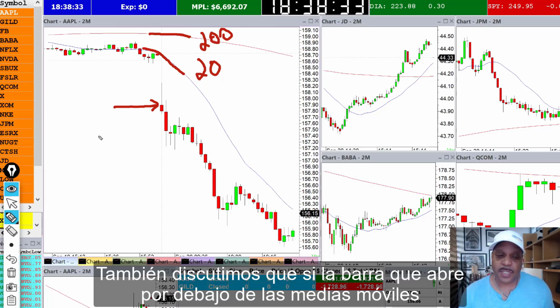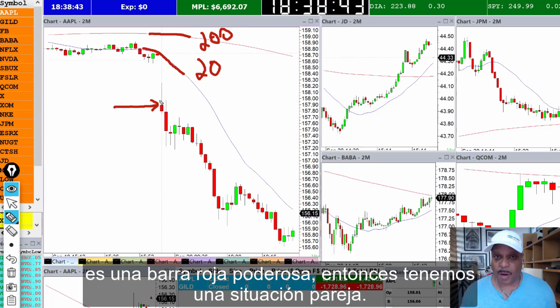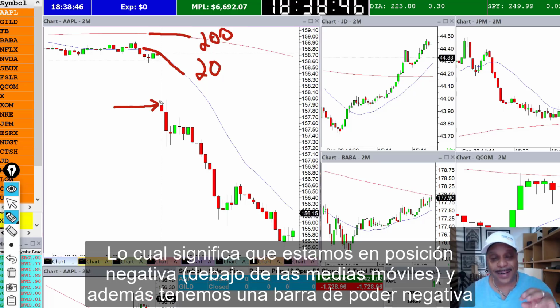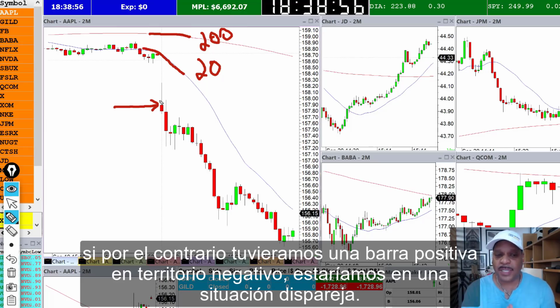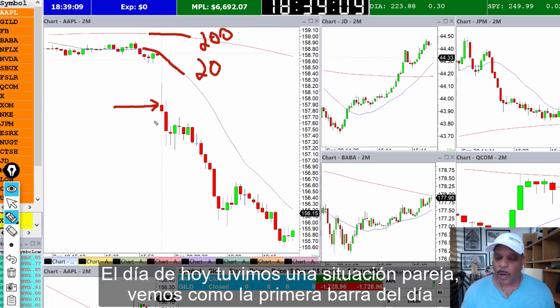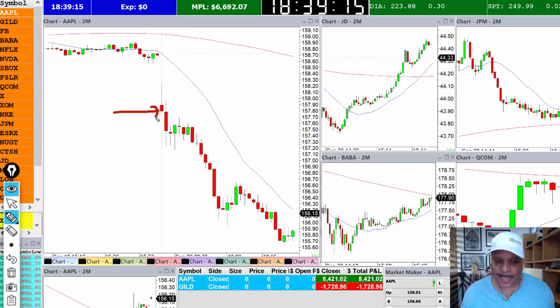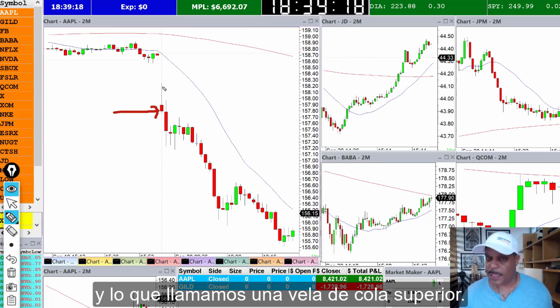Now, we also discussed on Saturday that if the first 2-minute bar, which opens under the two key moving averages, is a negative bar, then we have a match, which means that we are in a negative position under the two moving averages, and we have a negative bar under the two moving averages. This represents a match. If the first bar is green under the two moving averages, then we have a mismatch, right? We have a negative location, but a positive bar. But in the case of Apple this morning, we had a match. The first bar of the day is red, negative. This is what we call a topping tail bar.